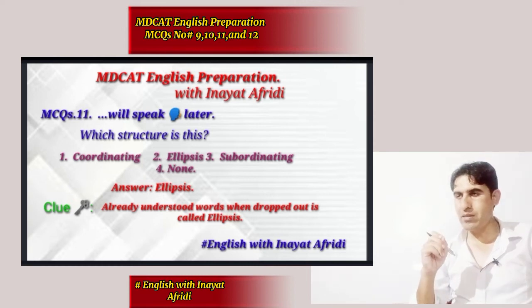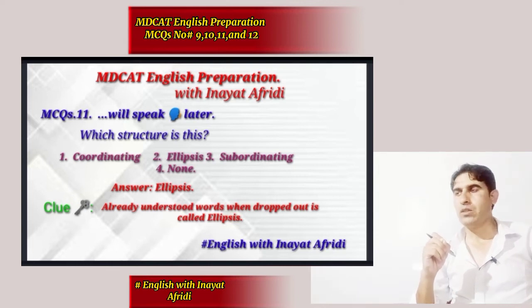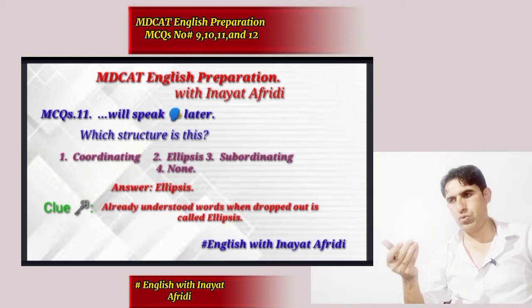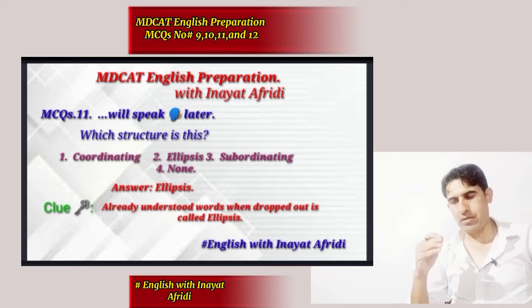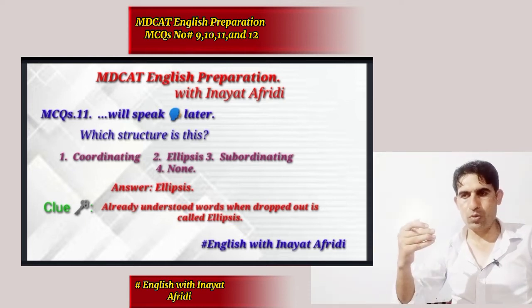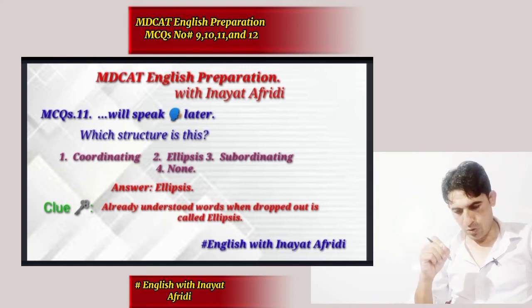Now the sentence is actually "I will speak later." The word I in the sentence has been dropped out, removed from the sentence because we already know the situation and the situation is already understood. So in this situation, we drop the word out, right? I mean, we drop the subject and we put three-dot ellipses. So option number two is correct, ellipses.